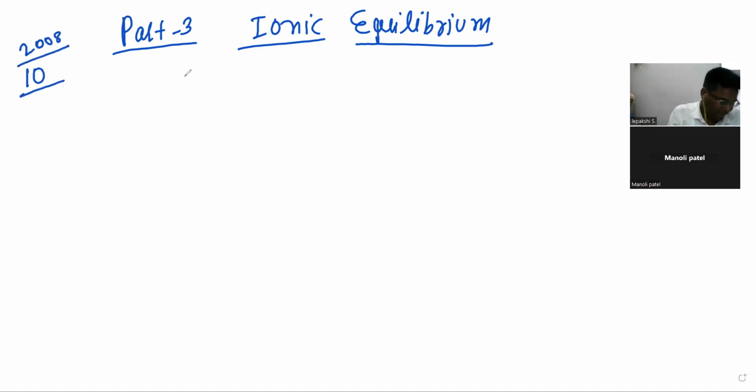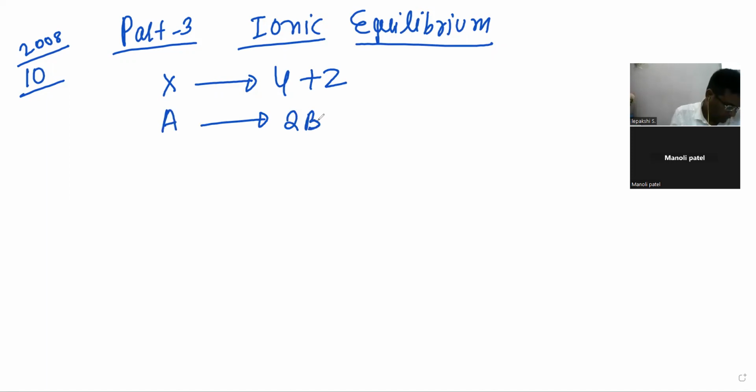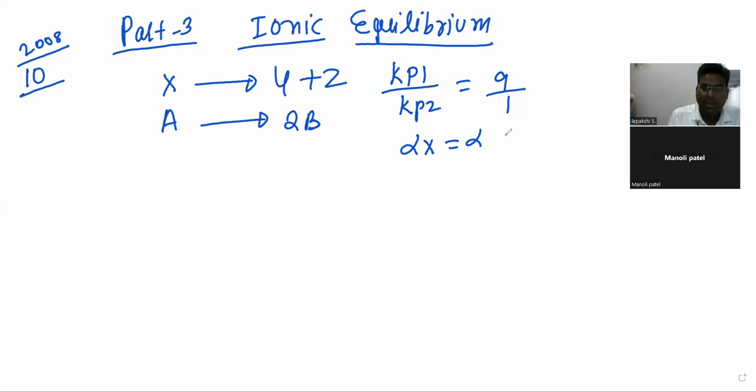The value of Kp1 and Kp2 for the reaction. When X dissociates, it forms Y plus Z. And similarly, A dissociates, it forms 2B. So Kp1 by Kp2 ratio is given, that is 9:1. The degree of dissociation of X and A will be equal. So the degree of dissociation of X is equal to the degree of dissociation of A. They are given in the question.